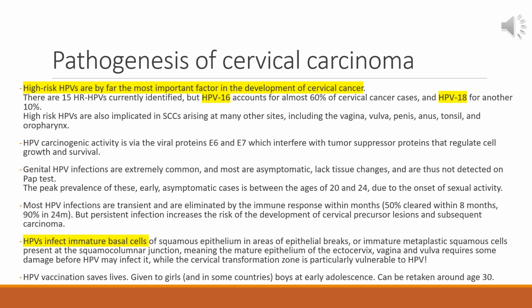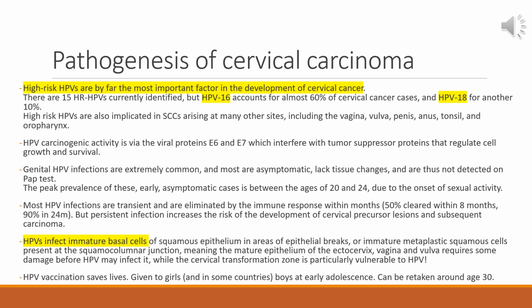HPV infects immature basal cells of the squamous epithelium in areas where they are exposed. So either you have epithelial breaks or the transformation zones, where the immature metaplastic squamous cell transformation allows them to infect the immature basal cells. This is why cervical cancer is so much more common in the transformation zone. It's a very important fact.